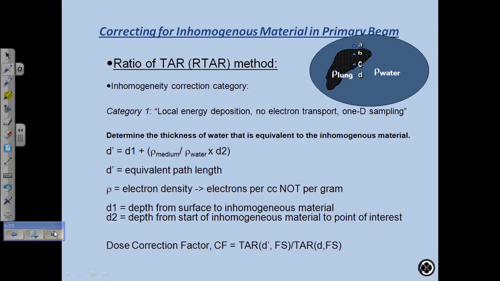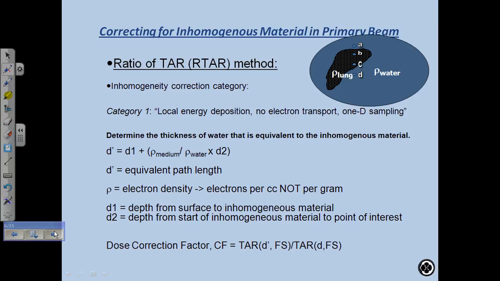Okay? Electrons per cc, not electrons per gram. So that's it. You determine D prime, then you use D prime to look up the TAR. Okay? And so you calculate the TAR for D prime. This is the correction factor that you can use.